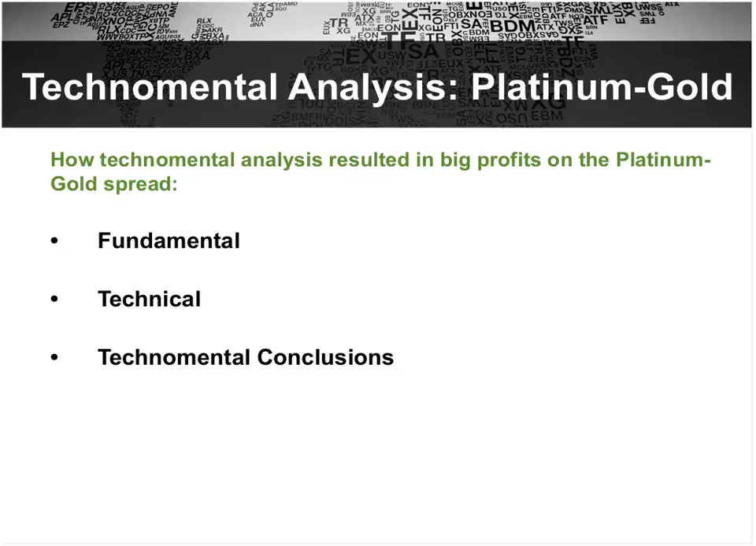During the discount period, execution time became of paramount importance. In November 2012, the technical opportunity aligned itself with the fundamental nature of the market, and a Technomental signal in November 2012 triggered a long platinum, short gold risk position to enter at a $170 discount and exit at a target equilibrium price of the long-term average, which is $220 over gold.